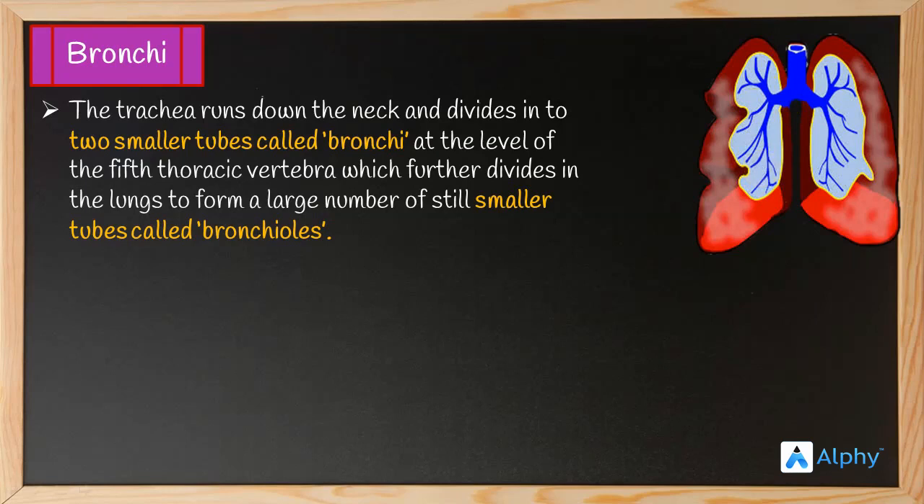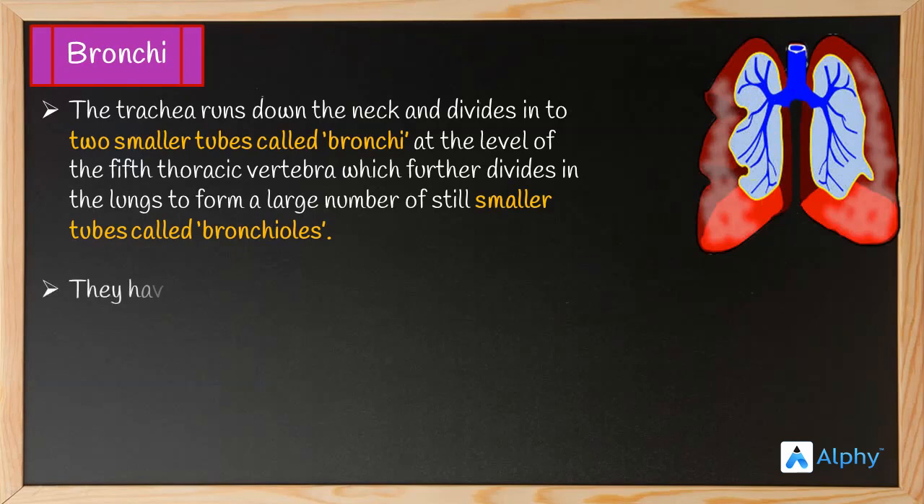So you can imagine a tree-like structure where there is a main branch, and the main branch then further divides into smaller branches, right? Here we have such a structure where the main branch is the trachea, then comes the primary bronchus, which further divides into the secondary bronchi and the bronchioles. Okay. Now, these bronchioles, these smaller tubes, they further have some structures. Let's see what they are.